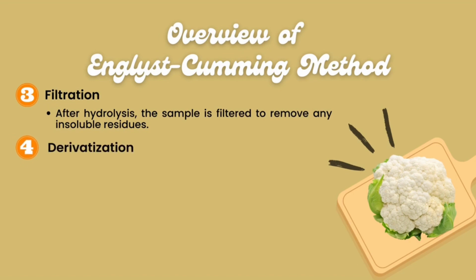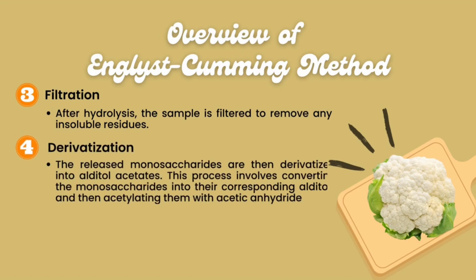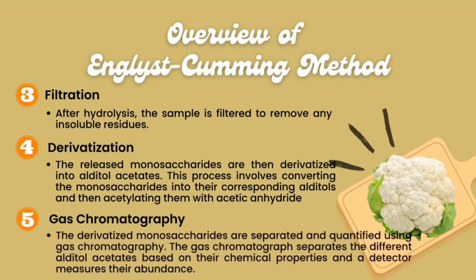Next, derivatization. The released monosaccharides are then derivatized into alditol acetates. This process involves converting the monosaccharides into their corresponding alditols and then acetylating them with acetic anhydride. Next, gas chromatography. The derivatized monosaccharides are separated and quantified using gas chromatography. The gas chromatograph separates the different alditol acetates based on their chemical properties, and a detector measures their abundance.